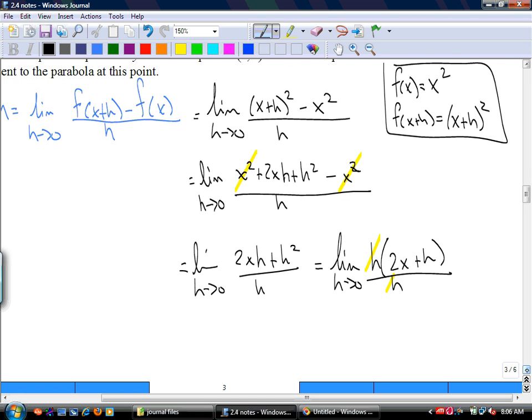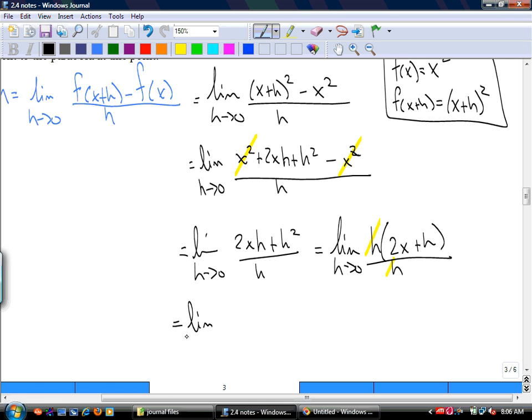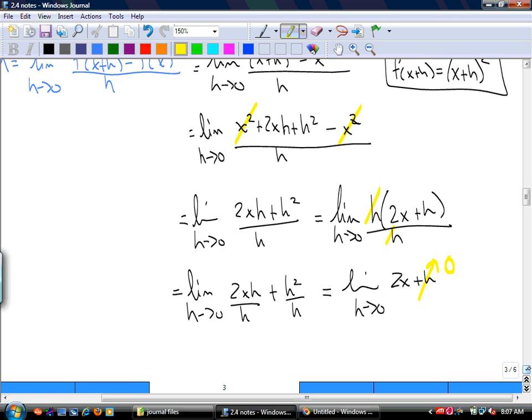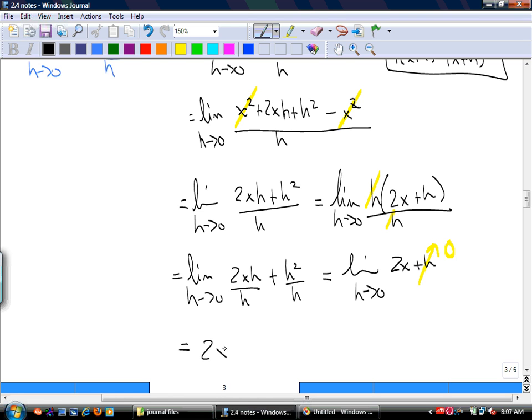So those kids who like to split things apart would do this. And lo and behold, you get the same thing. What happens to the h? You can put 0 in for h now. So it becomes 0, and you're left with 2x. So the slope at any point on the curve is always just twice its x value.